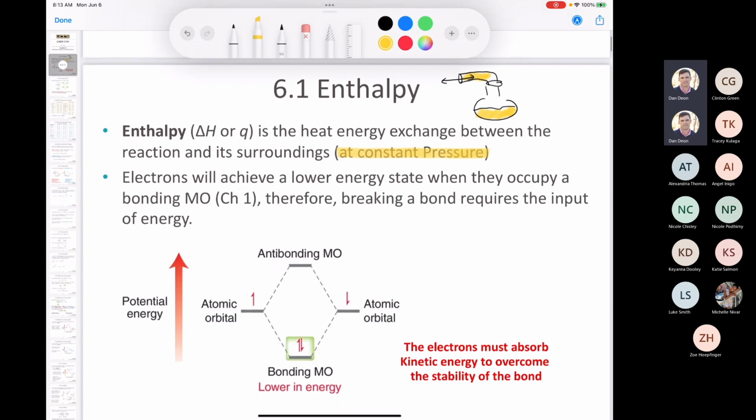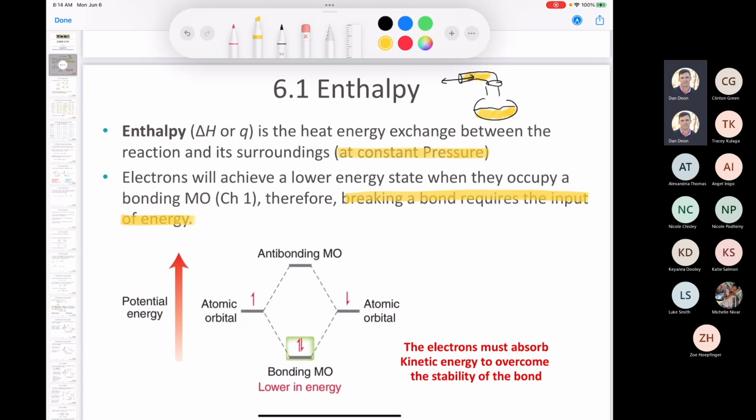Well, let's move on from there and talk a little bit about how electrons achieve a lower energy state when they occupy a bonding molecular orbital. Remember that a covalent bond is formed by the sharing of two electrons in atomic orbitals. And when those two electrons come together to make a bond, they go from the atomic orbitals down into a bonding molecular orbital. And if they go into a lower energy state when they're in that bonding molecular orbital, well, it stands to reason that bond breaking, whether it's a sigma bond or a pi bond, any kind of bond, is going to require some input of energy.